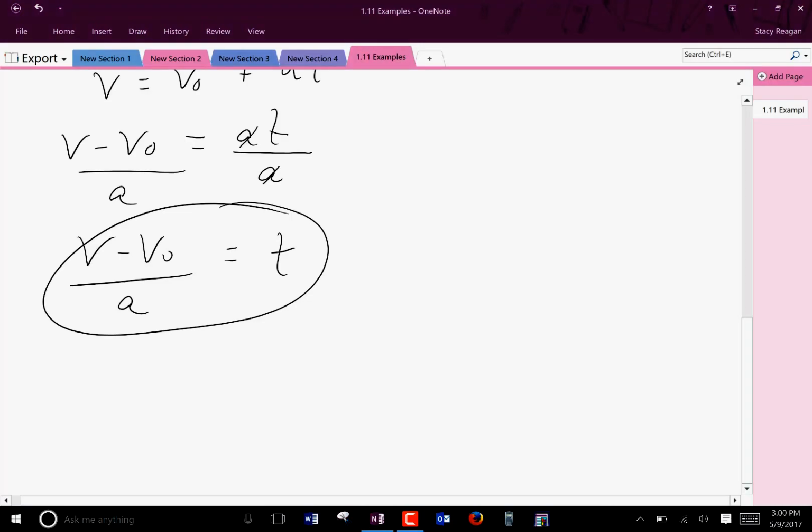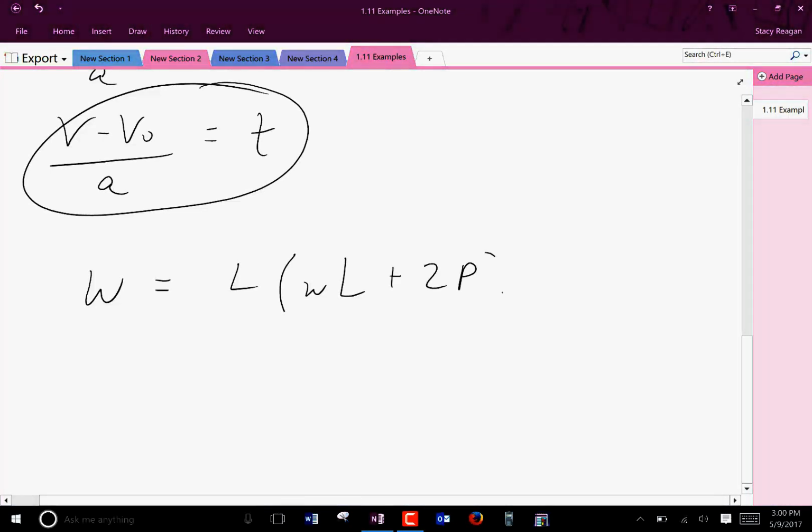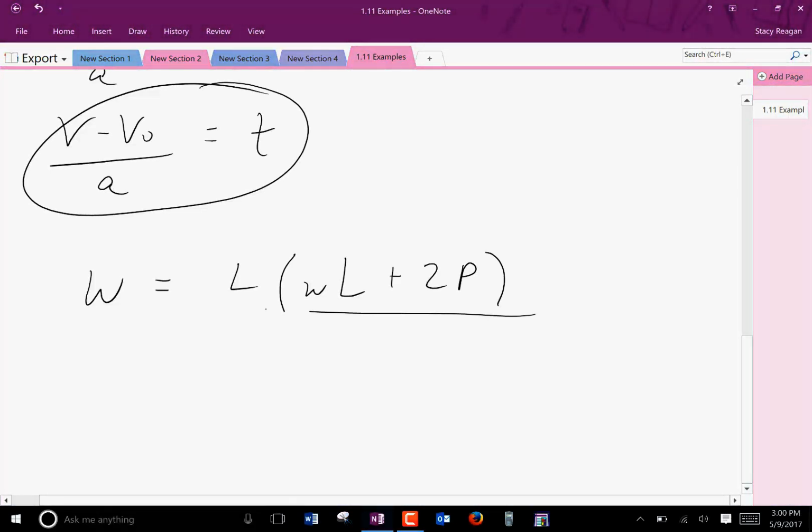Let's look at another one. Let's look at example 3. It says W equals L times script W, a small lowercase w, L, plus 2p all over 8. And it wants us to solve for p, and p is inside these parentheses, so we're going to have to peel away the rest of the layers.